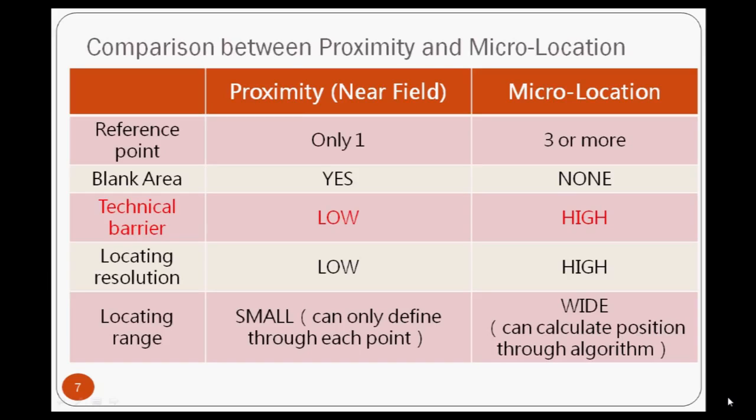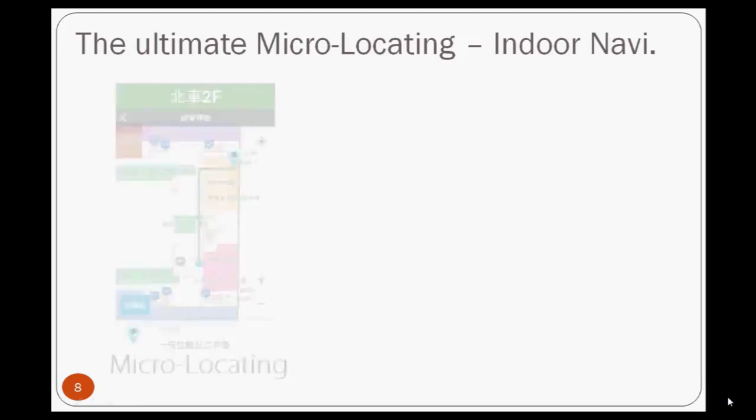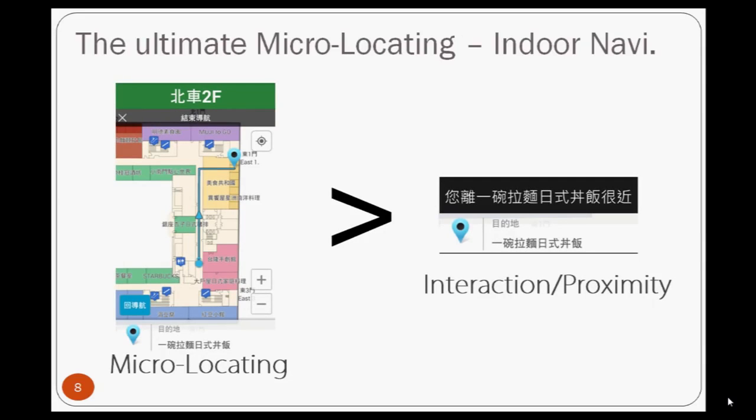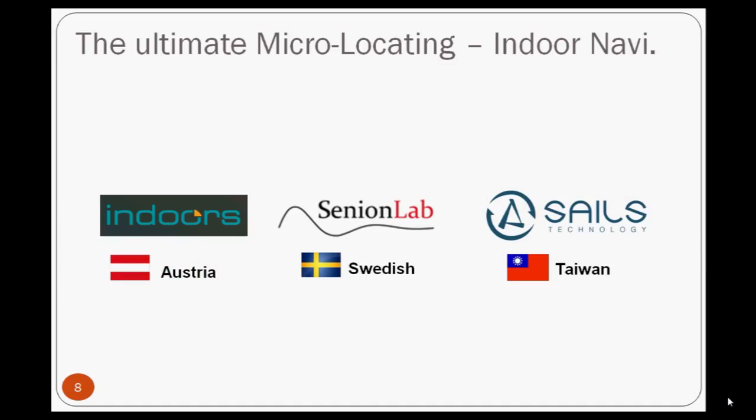An algorithm is needed to calculate the position of the user, which is a lot more complicated than triggering an action. This is also why if you look into the market, you will notice that most beacon companies provide proximity function instead of microlocation. So far, only three companies have great achievement in the microlocation field. Indoors and Senior Lab are from Europe, and Sales Tech is from Taiwan.